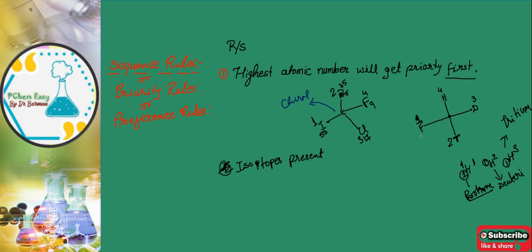Fluorine having atomic number 9, tritium, hydrogen or protium, or deuterium. They are the isotopes. So out of these three, which will get priority first? After that, this is the fluorine 9. Now then tritium will get the second priority, deuterium third, hydrogen or protium fourth priority. Okay, so this is the first rule.